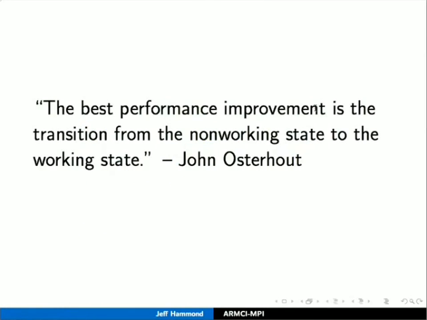So the other part of it is ARMCI-MPI performance. This is my favorite all-time quote in all of computer science. Hopefully people can read it. Having code that works is more important than anything else in the world. You can have fast code that crashes. It's not very helpful. This is the big benefit of ARMCI-MPI.